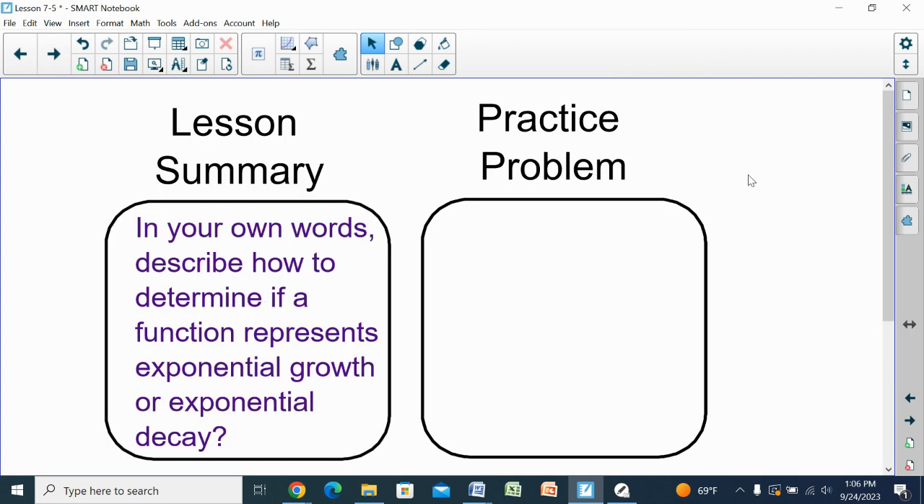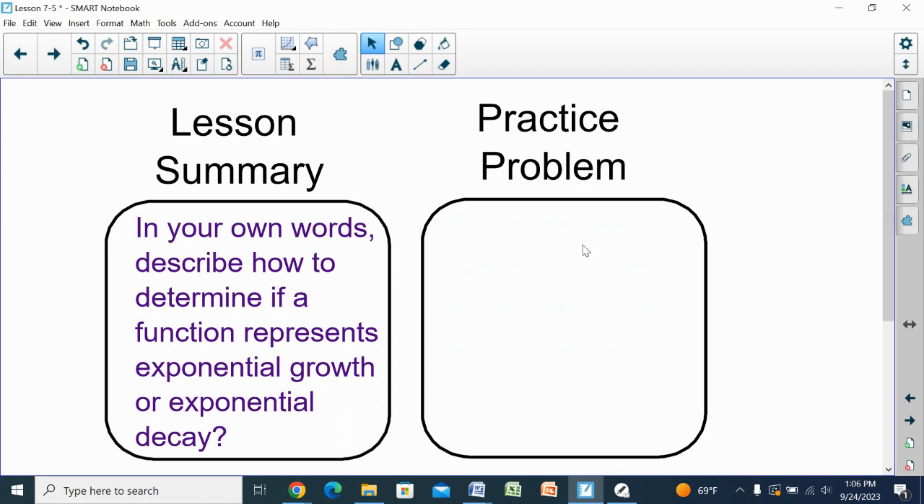Lesson summary. In your own words, describe how to determine if a function represents exponential growth or exponential decay. When we do some more of them, you're going to look at the graph. Otherwise, remember, it has to do with that b value, the number that's being raised to the power of x.